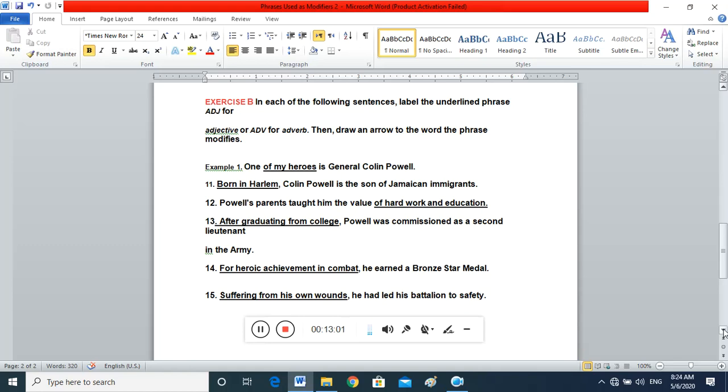Look at the last one. Suffering from his own wounds, he had led his battalion to safety. Suffering from his own wounds. This underlined phrase describes the pronoun he. The pronoun he represents Colin Powell. It describes a noun, so it's an adjective. Draw the arrow to the pronoun he.